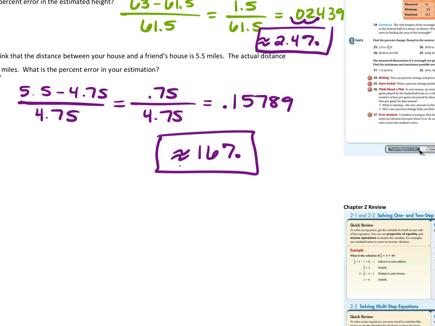Wait, I thought approximately and about were two different things. No, they're the same. I thought approximately was exact. No, approximately is like close to. But it's not a percent. Yeah, because it says the percent.